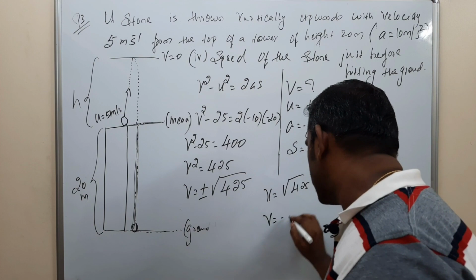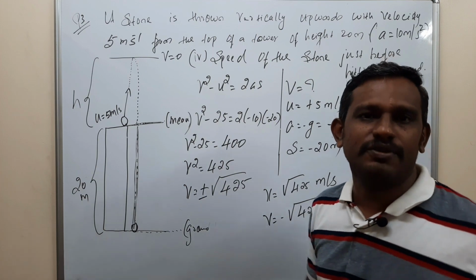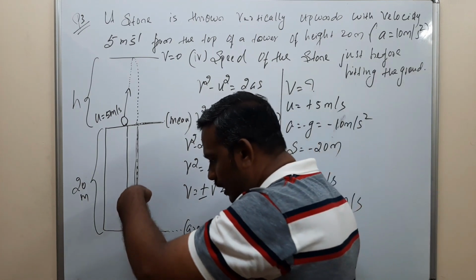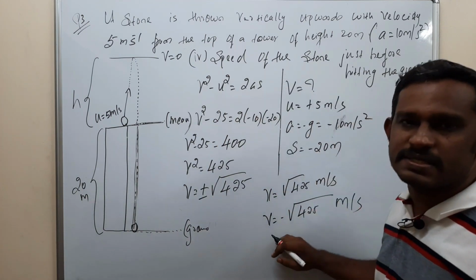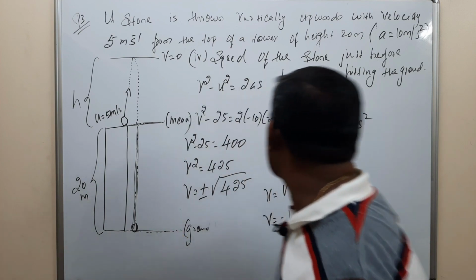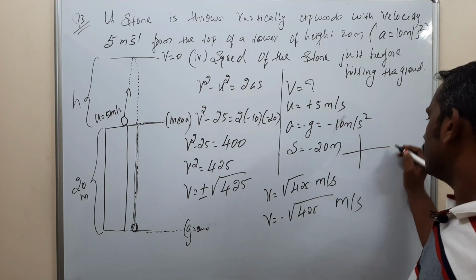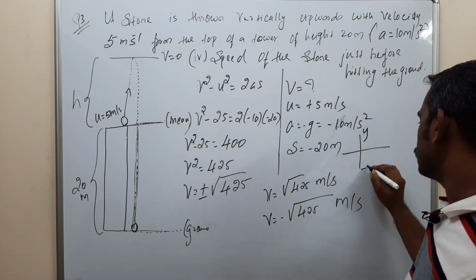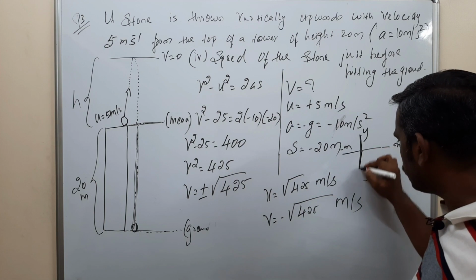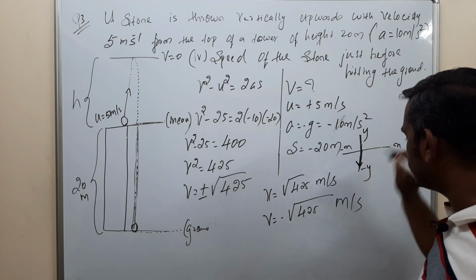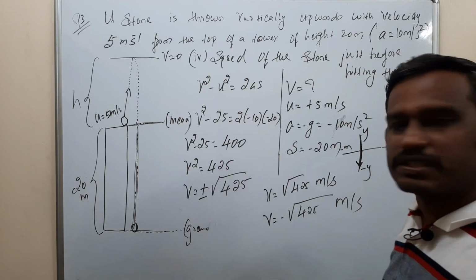V is equal to minus root of 425 meter per second is the velocity. The velocity is in the downward direction, that's why minus. If you split the direction, this is y and this is minus y, x and minus x. So velocity is acting in the negative y direction. So we can say that j vector is the unit vector in the y direction.